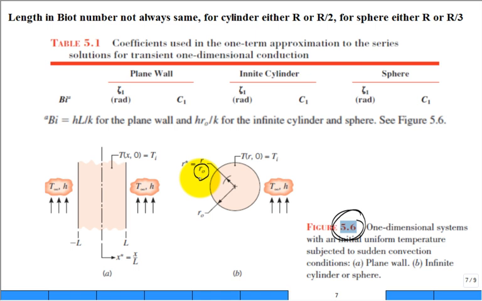So when you're using these one-term solutions or the infinite summation of terms, which the first four are given to you in the appendix, don't get confused. Do not use r over 2 for the cylinder. Use r. Don't use r over 3 for the sphere. Use r.